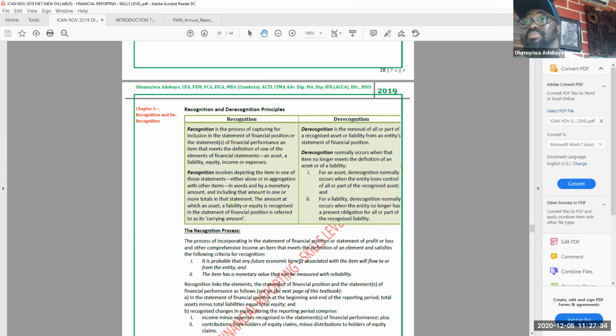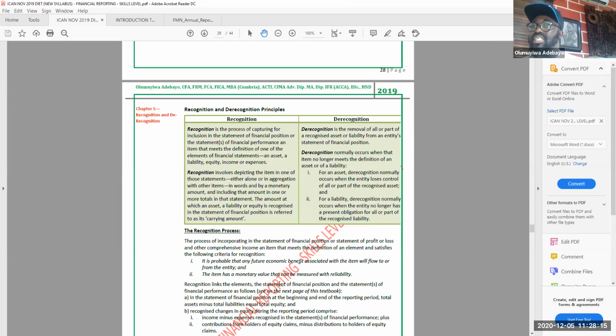Similarly, liabilities will be derecognized if you no longer have an obligation. When can you consider yourself no longer having an obligation? One, if the obligation has been settled, I've paid it, or the obligation has been discharged by order of court, or the obligation has been cancelled, or the obligation has expired. All of this will warrant me to derecognize a liability. Similarly, for equity, if you buy back your shares, you treat them as treasury shares by cancelling those shares as they are no longer in issue.